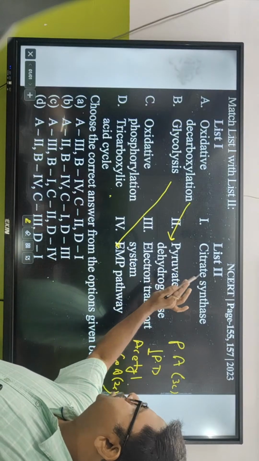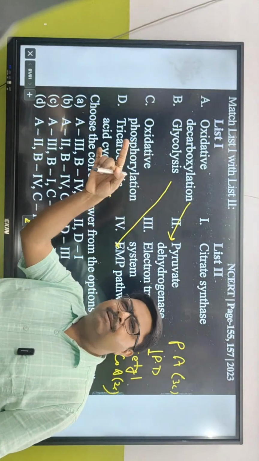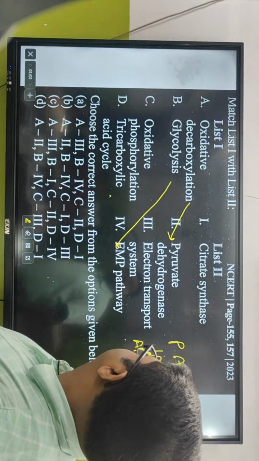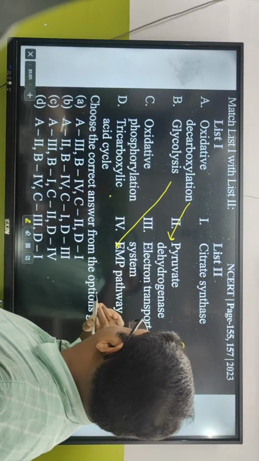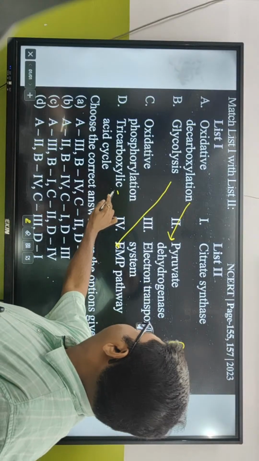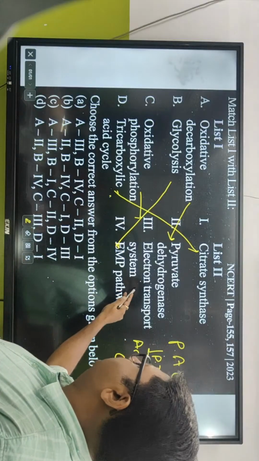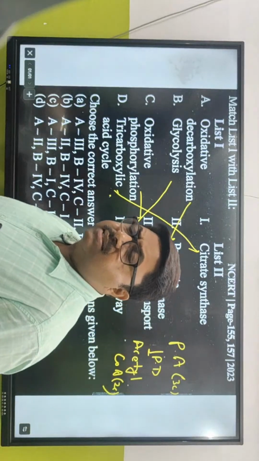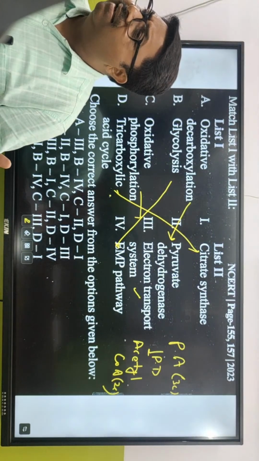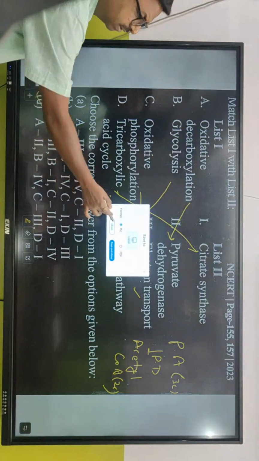Do you remember cycle synthesis? Oxaloacetic acid plus acetyl CoA makes citric acid, and the cycle starts with that. Which one is this? TCA is one and oxidative phosphorylation is three, because without ETS you cannot have ATP, and that is called oxidative phosphorylation. Check the answer. D is the answer, okay. Next.